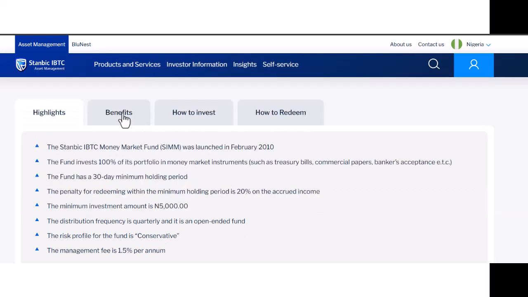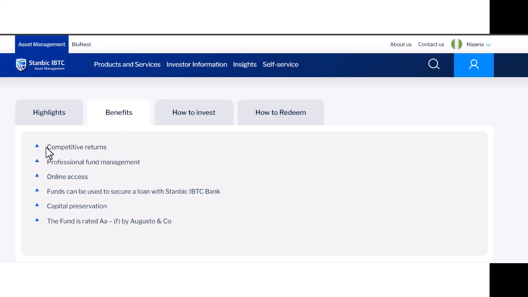So talking about the benefits, you can see competitive return, professional fund management, online access. The fund can be used to secure a loan on the Stanbic Bank platform, then capital preservation, and the fund is rated AA by Augusto and Co, something like that. So nothing is going to happen to your investment, literally.